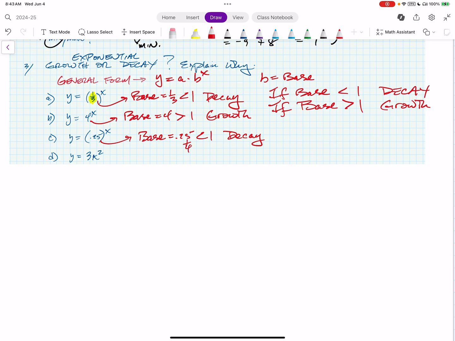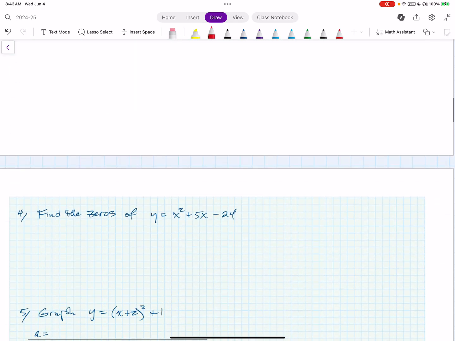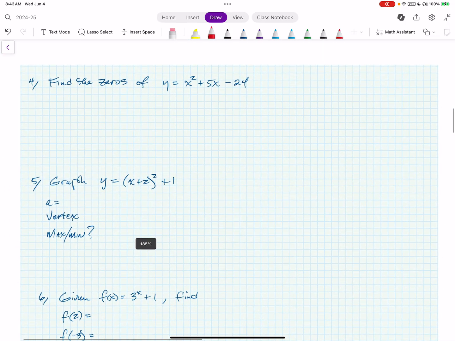And this is not exponential. This is a quadratic, so this is non-exponential. So it's neither. It's a quadratic function. Has a degree 2. So it's not exponential. So you can't even say it's growth or decay because it is a non-exponential function. Okay, and that's number 3. Simple, if you know the basics.